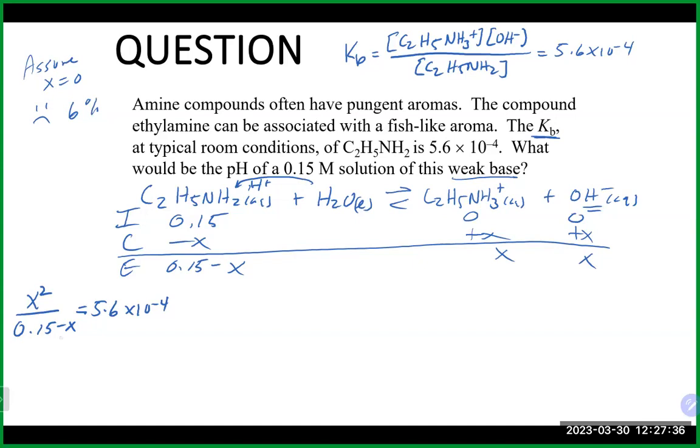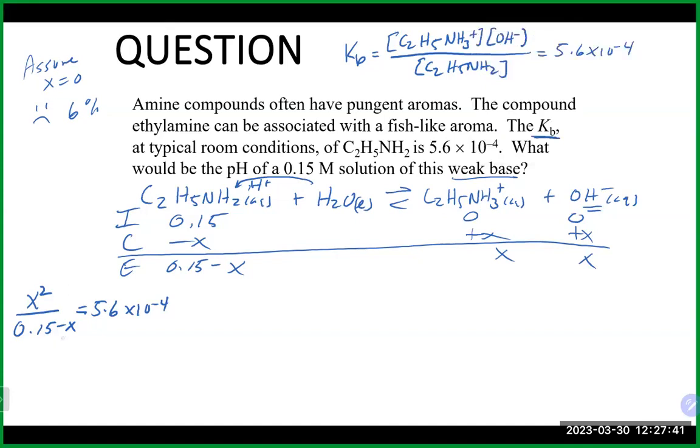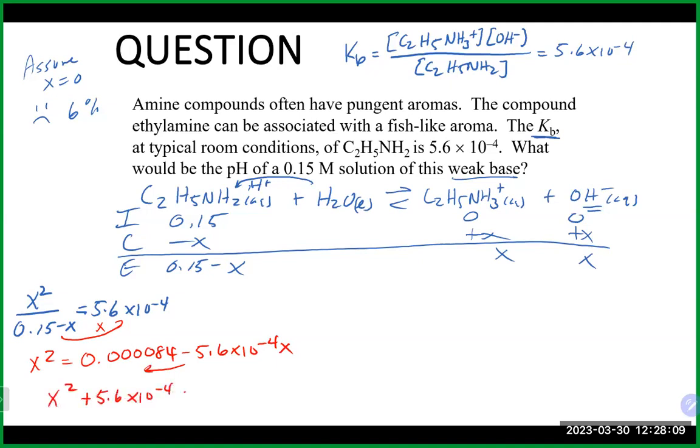We're going to then solve it the other way, which is the quadratic. That's going to require us to multiply what's on the bottom right to the other side, and if we do that, we get x squared is equal to 0.000084 minus 5.6 times 10 to the minus 4 x. We're going to bring everybody to the same side, so I'm going to bring everything on this side over to the left, and that gives me x squared plus 5.6 times 10 to the minus 4 x minus 0.000084, not missing a 0, equals 0.